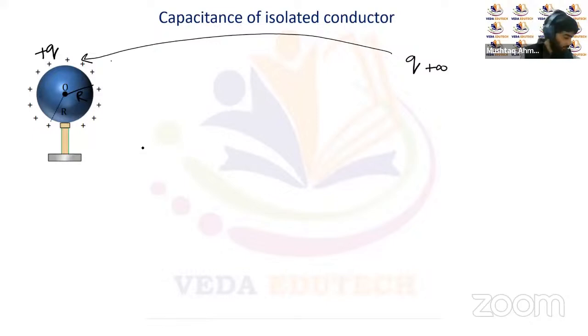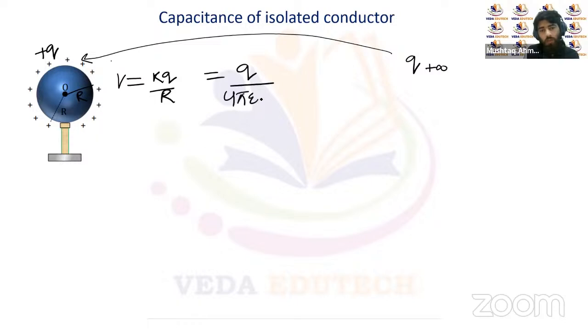So it means that the potential on the surface of this conductor will be equal to kq upon r, right? Or we can write it as q upon 4 pi epsilon naught into r. Let's suppose that the outside medium is air, or we can say that the dielectric constant of air is equal to 1, right? So the potential on the surface of the sphere is going to be q upon 4 pi epsilon naught r, right? That's the potential.